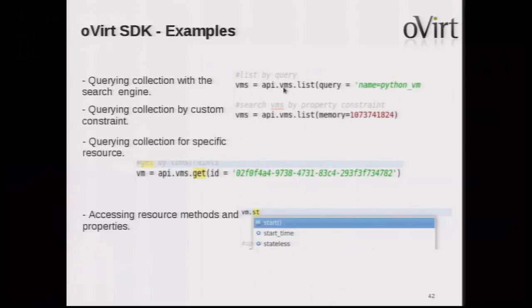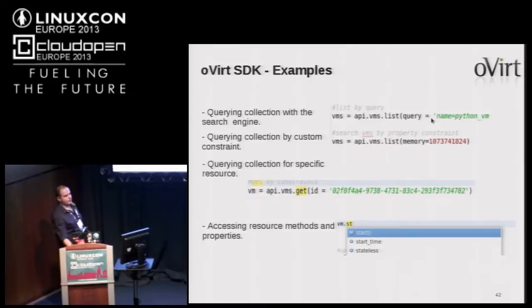I can do API VMs list and pass a query saying I would like to see only this VM. I can give another constraint about the memory. I want to get only VMs that have this memory. Again, one of them is passing the query to the engine, and the other one is doing the query on the client side. Again, depending on what you would like to do, we have both options.